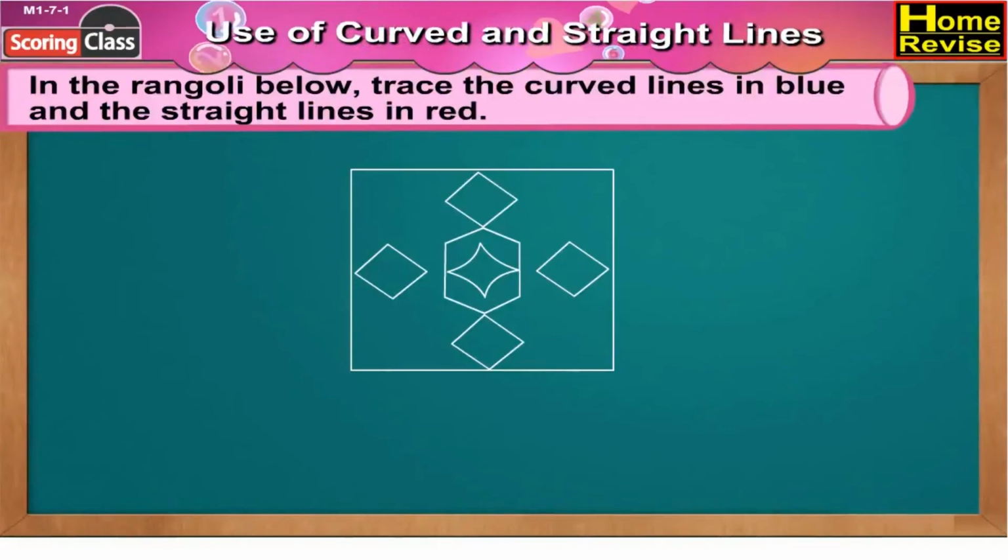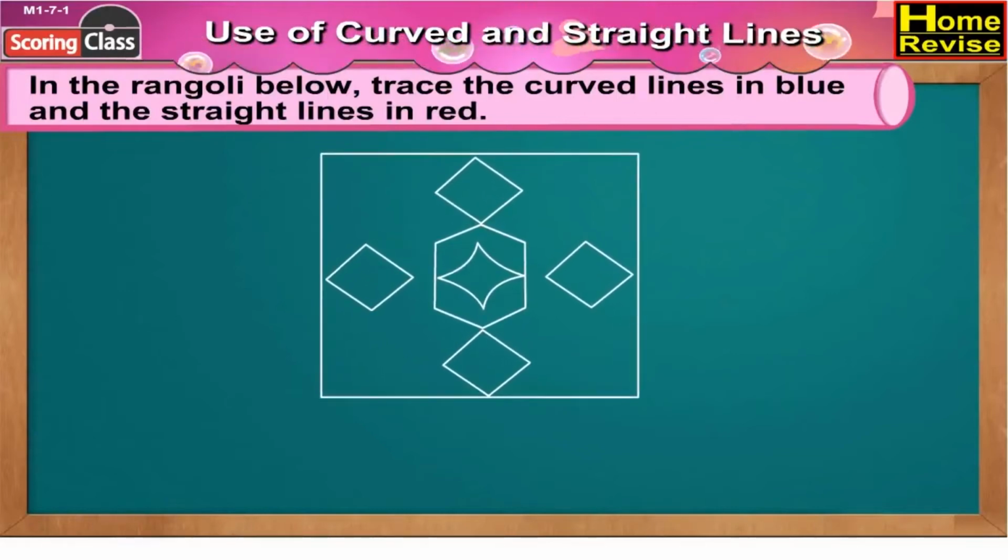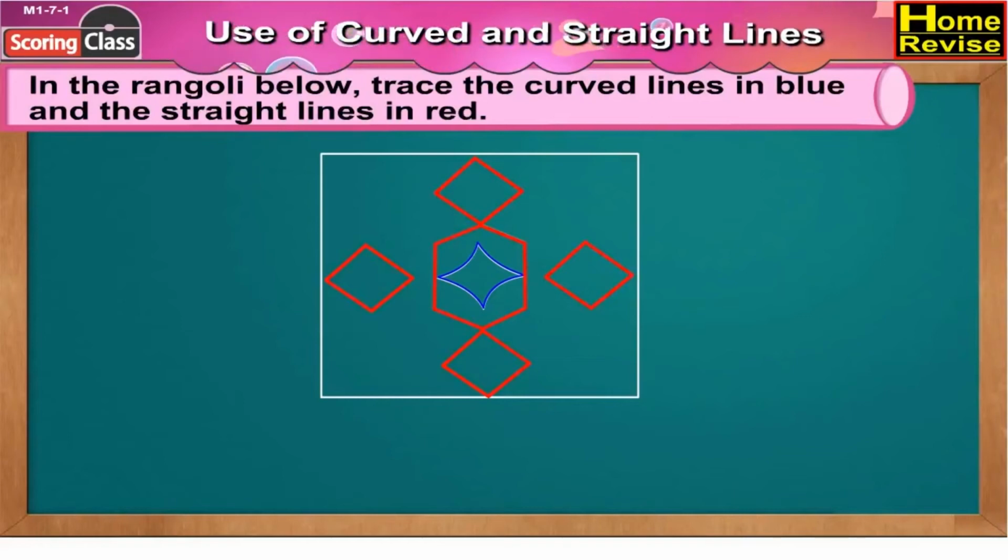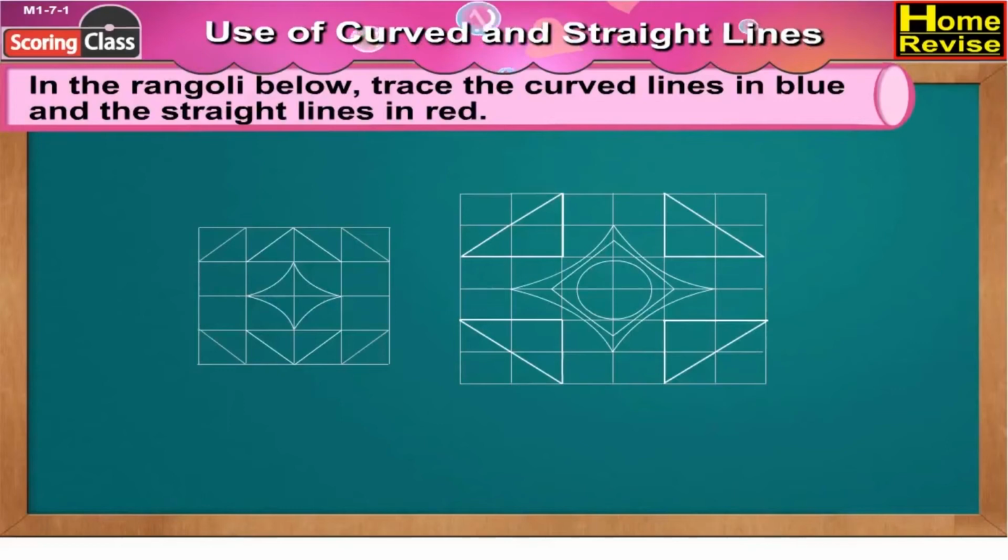In the rangoli below, trace the curved lines in blue and straight lines in red. Now if you notice the first rangoli, let us find the curved lines first. Here in the center, do you notice the curved lines? Let us color them blue. Rest all are straight lines, so let us color them red. Superb! Now let us see the second rangoli pattern.